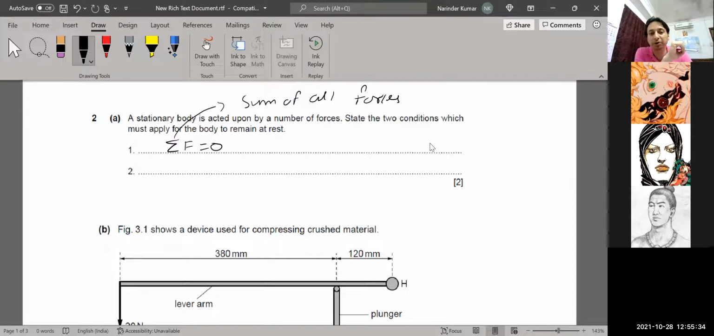If you write 1 point, you will get 1 mark. It must be at equilibrium. Yeah, equilibrium means, yesterday we discussed how to achieve equilibrium. So you can write here anti-clockwise moment is equal to the clockwise moment. If this condition is also satisfied, then still the object will be in equilibrium condition or at rest position. So these are the 2 points, children.